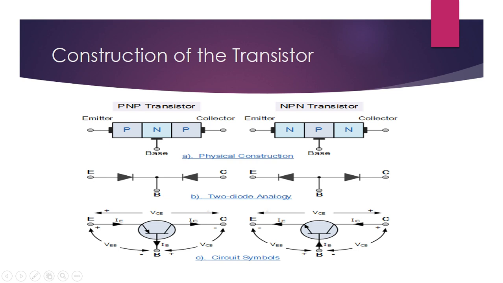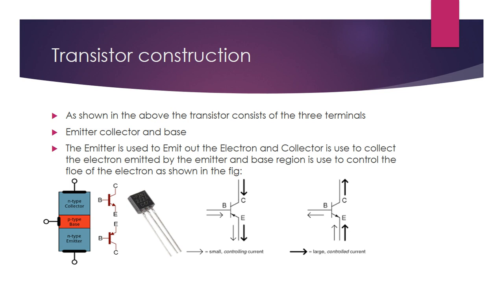Now this is the symbol of the transistor. This is the cut view, this is the two-diode analogy, and this is the circuit view. This is the emitter. This arrow shows the electron current flow from emitter towards base towards collector. From this arrow, we can analyze whether it is a common emitter or common collector amplifier.